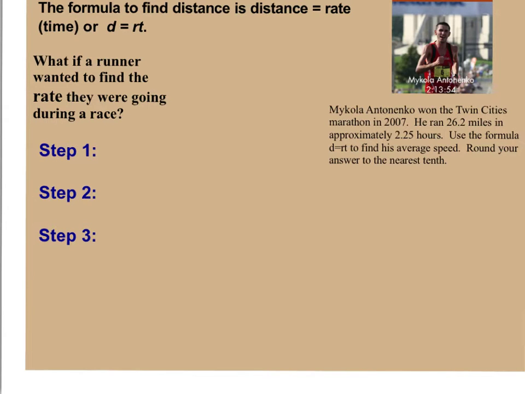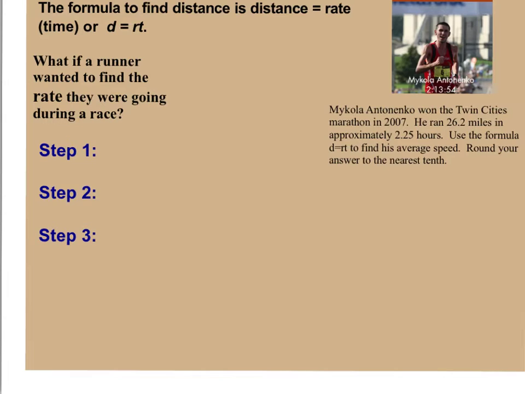All right, the distance formula says that distance equals rate times time. So distance equals rate multiplied by time. So what if a runner wanted to find the rate he or she was going during a race?